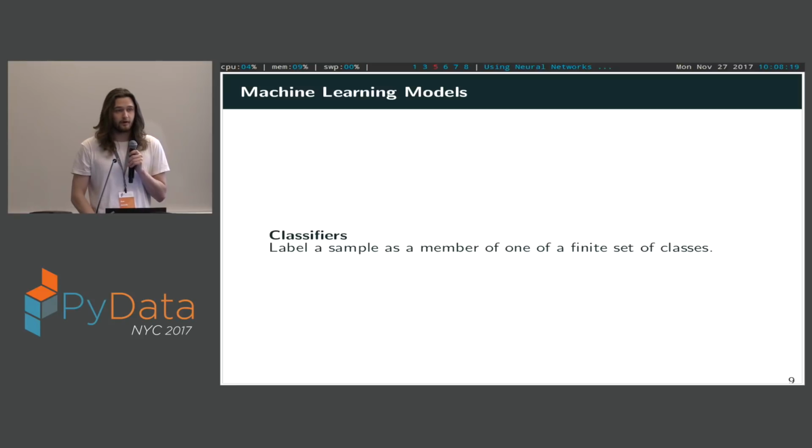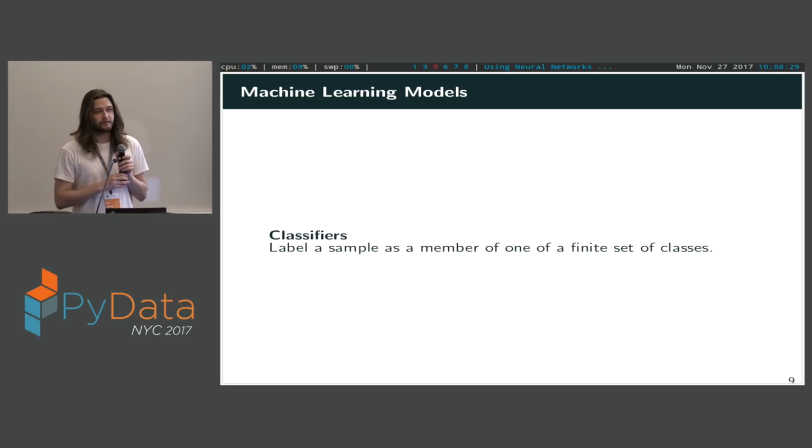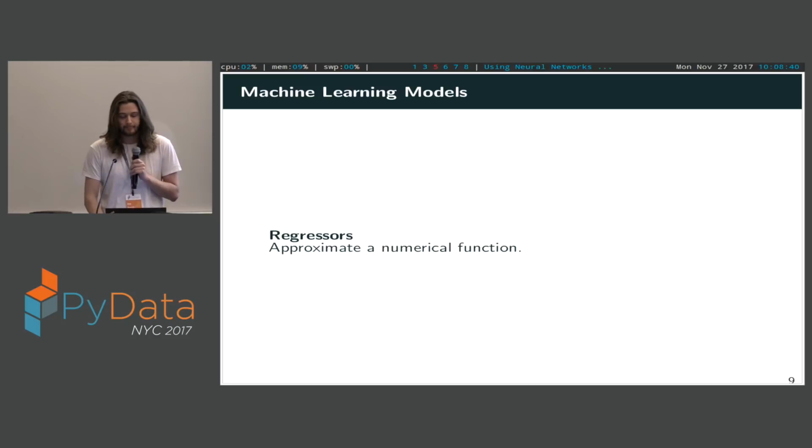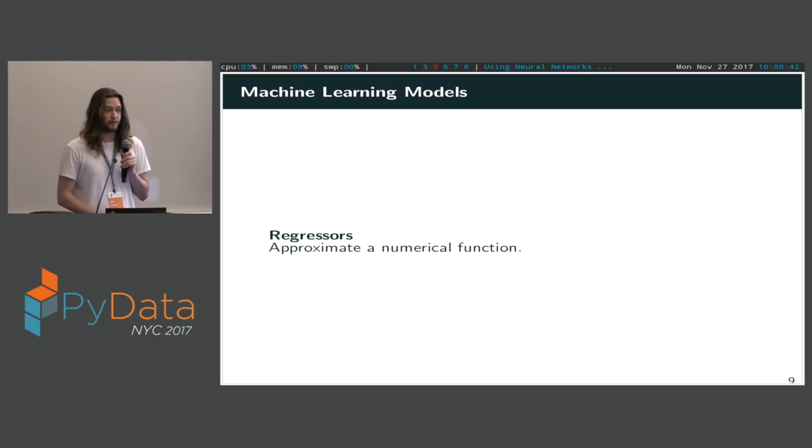To give an overview of machine learning models in general, machine learning models mostly fall into two categories. We have classifiers, which take a sample and label it as a member of one of a finite set of classes. This is useful for things like image classification, where given an image, you want to know, is this a picture of a dog or a cat or the number 1? And you know what all of your classes are ahead of time. You also have regressors, which approximate an arbitrary numeric function, which are much more general.